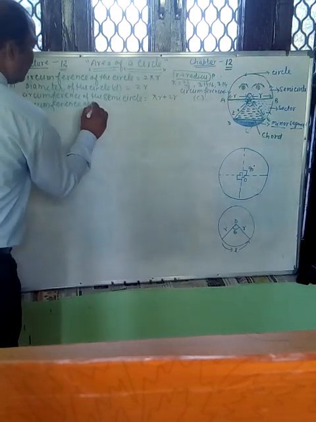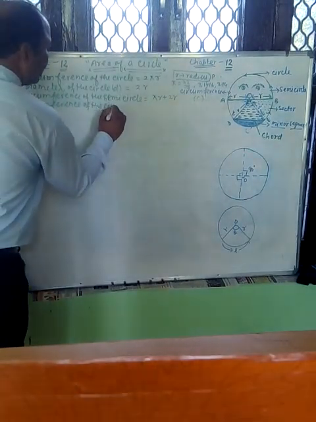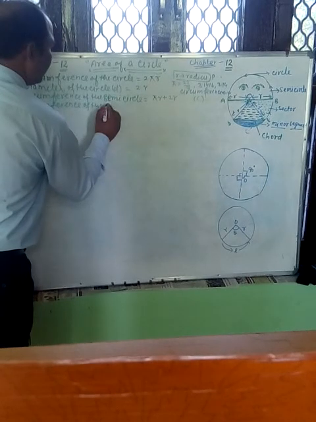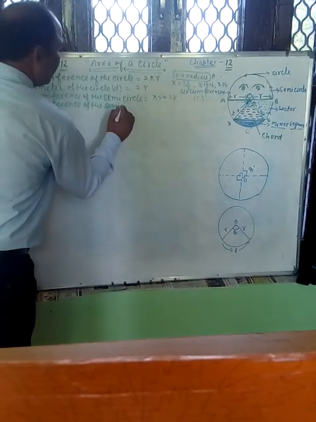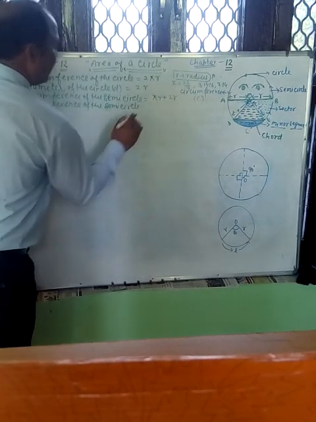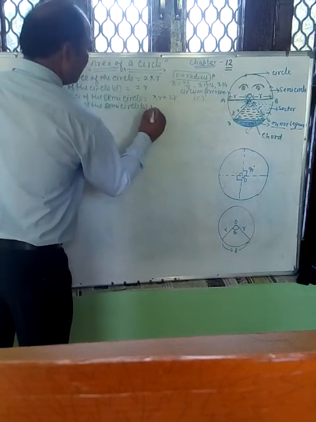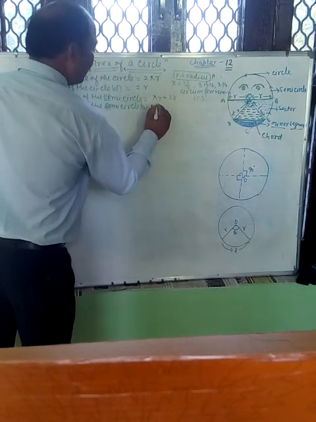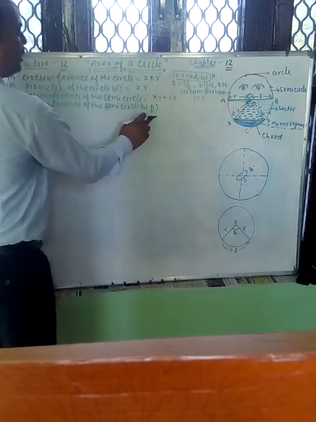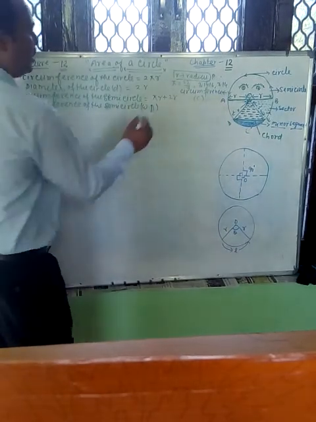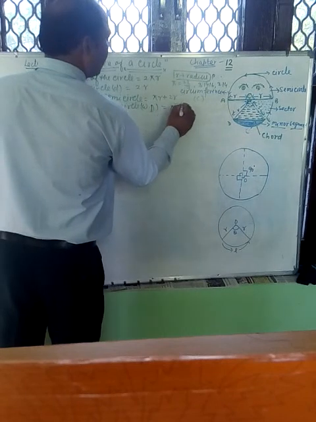Now, the fourth formula, that is the circumference of the semicircle without diameter. The circumference of the semicircle without d, without diameter, WD means without diameter, is pi r.